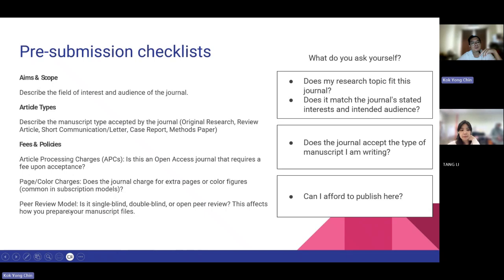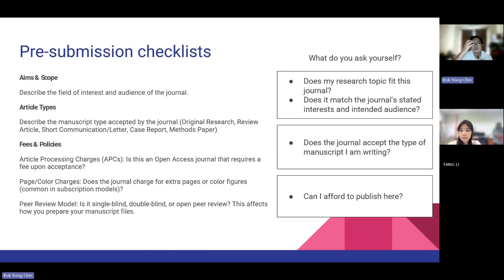And also maybe you want to look at the peer review model of the journal. So when the journal submits a manuscript to a peer reviewer, whether it's single blinded, meaning that the reviewer knows who you are, or double blinded, meaning that the reviewer doesn't know you because your name is hidden, or it is an open peer review. Open peer review means that anyone can actually comment on your manuscript. So this affects how you are going to prepare your manuscript file.